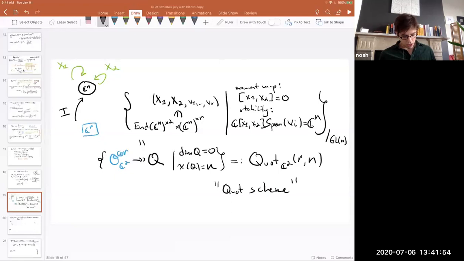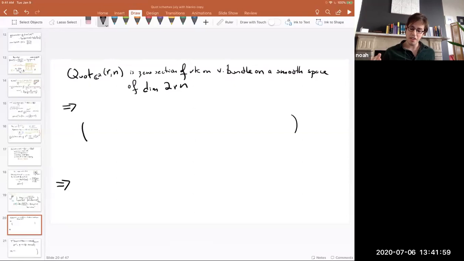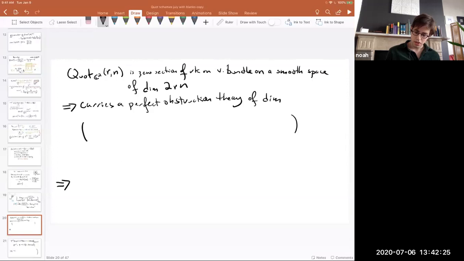And so what does this do? This realizes the Quot scheme as the zero section of a rank Rn vector bundle on a smooth space of dimension twice Rn. And so what do we conclude? Well, as with any space that's presented as the zero section of a vector bundle on a smooth space, this carries a perfect obstruction theory of dimension the difference between the ambient space and the rank of the bundle, which is just Rn.